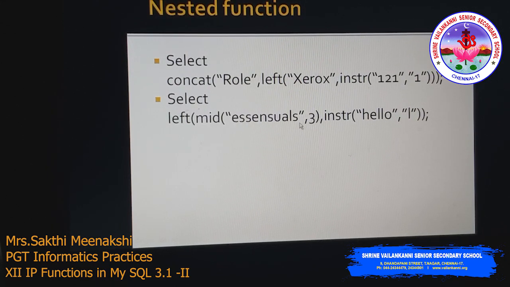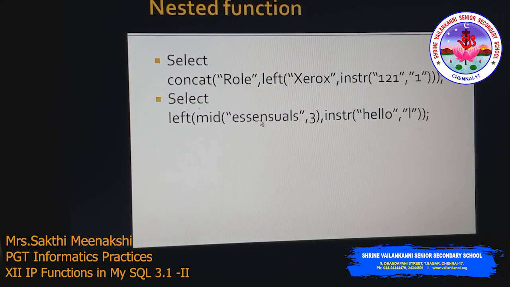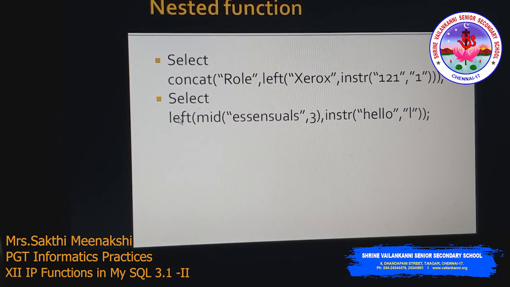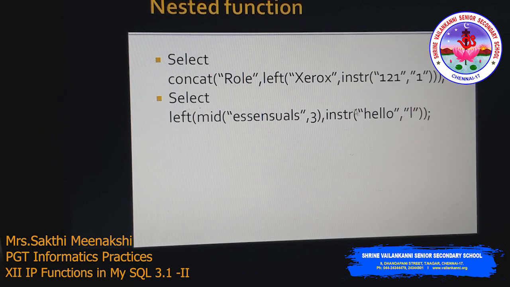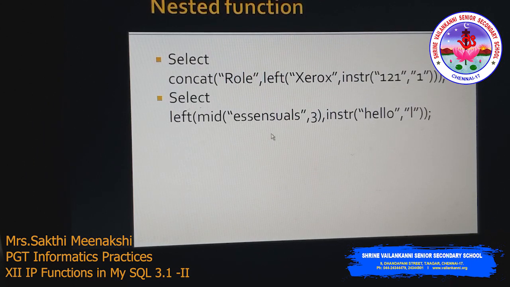So from essentials, from the third character we have to return all the characters. From this S, this mid function returns all the characters. So SENTIALS. That is the result of this mid function. And then this 3 will be passed to the left function. So left of sentials comma 3. From the left side in the sentials it returns 3 characters. So SEN will be the answer for this one.